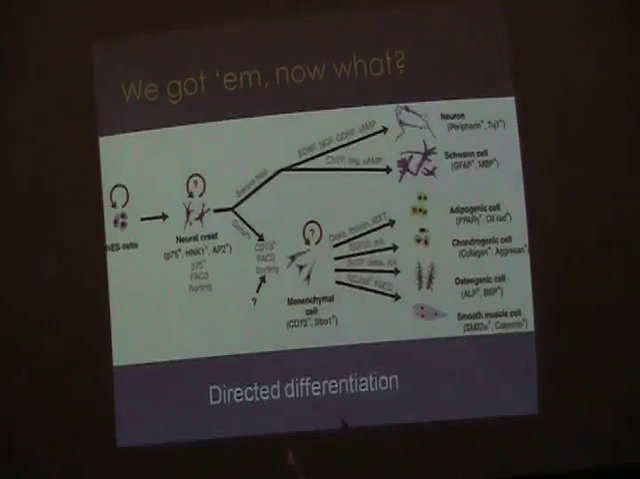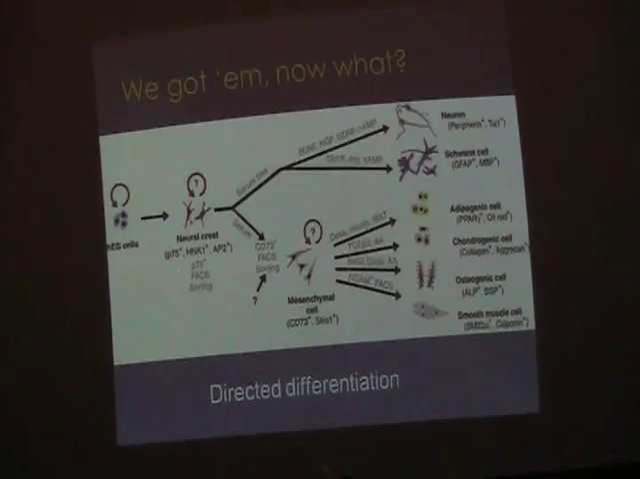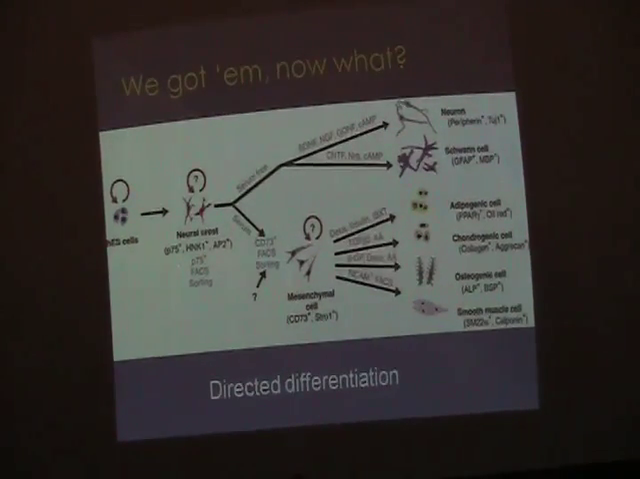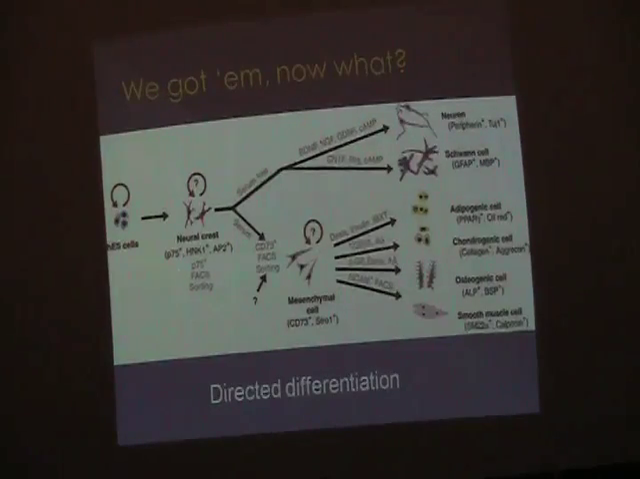So over here, this shows we have some human embryonic stem cells. We start adding different things to this dish. And depending on what you add, you get different things. So this is, we got a neuron, Schwann cells, fat cells, cartilage cells, bone cells, smooth muscle cells. And this takes a lot of work. It's a lot of guess, a lot of trial and error.